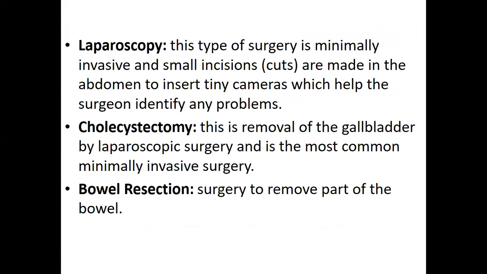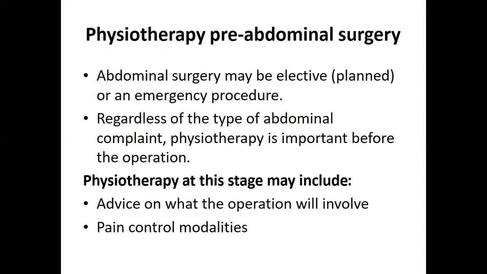Or laparoscopy can be done, which is a type of minimally invasive surgery where a small incision is made into the abdomen for explorative purposes, so that they explore the problematic areas of the abdomen. Cholecystectomy, which is the removal of the gallbladder, can also be done by laparoscopic surgery. Bowel resection, which is removal of part of the bowel, can also be done, and the abdominal cavity will be operated on.